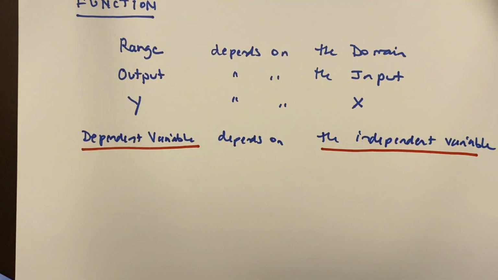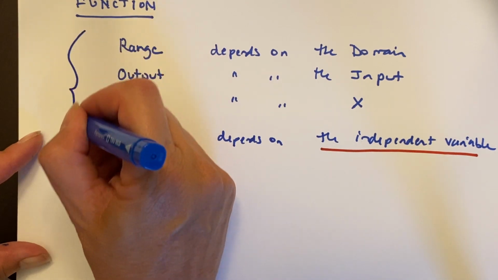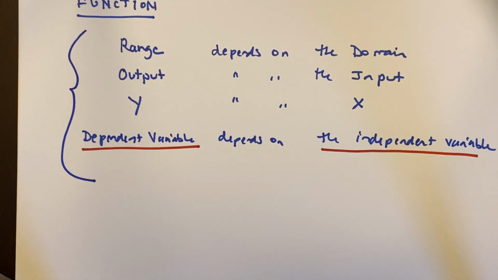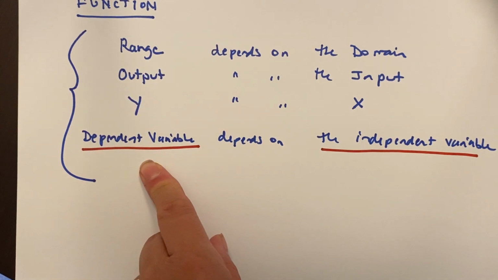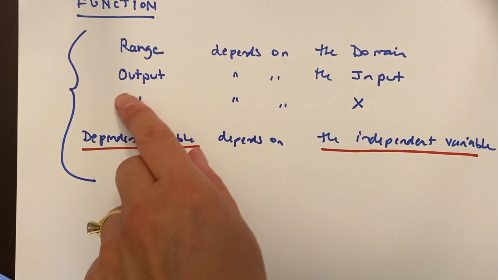So, how does this work? We're going to talk a little bit next. I'm going to pause here, and we're going to talk about function rules. But I want you to memorize this, okay? As you look at this video, I'm going to do a quick little third video. I'm trying to make them shorter. I want you to memorize the range, the output, Y, the dependent variable. These all mean the same things.